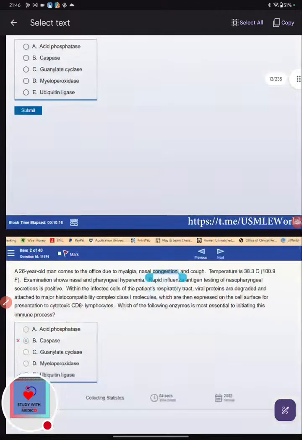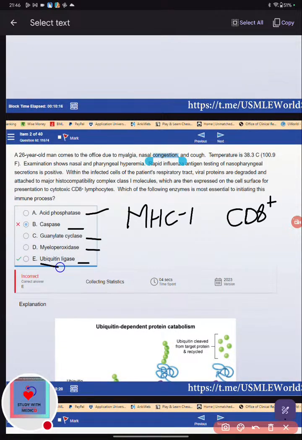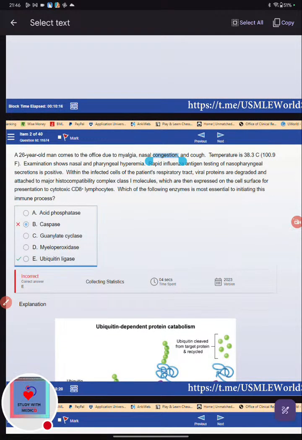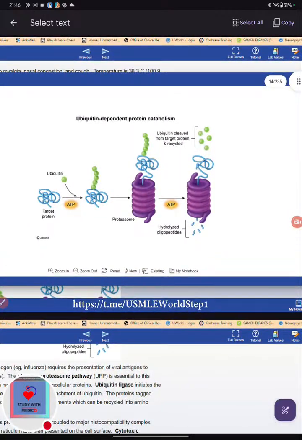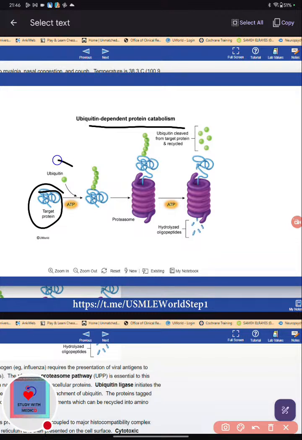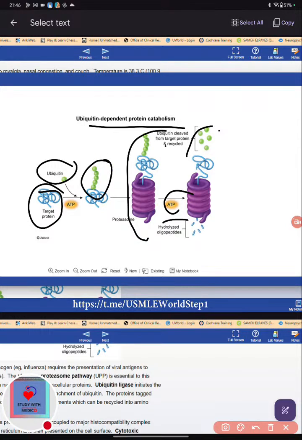I think this question is easy, everybody will answer. The answer is ubiquitin ligase. So let's see ubiquitin ligase. This is the ubiquitin dependent protein catabolism. This is the target protein, and with the ubiquitin, in the presence of ATP, the proteasome is formed. The proteasome takes ATP and the ubiquitin is cleaved from the target protein, and recycled hydrolyzed oligopeptides are produced.